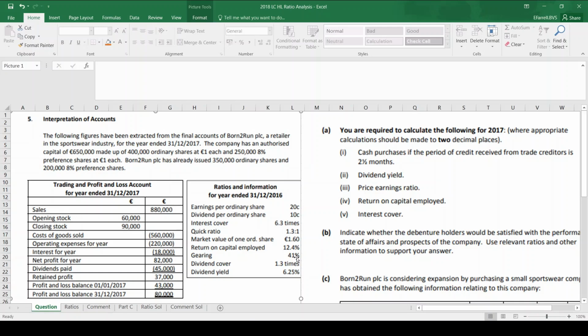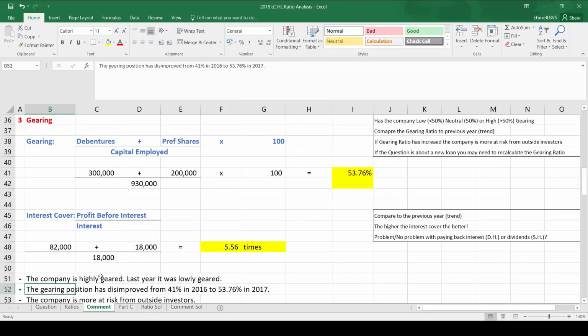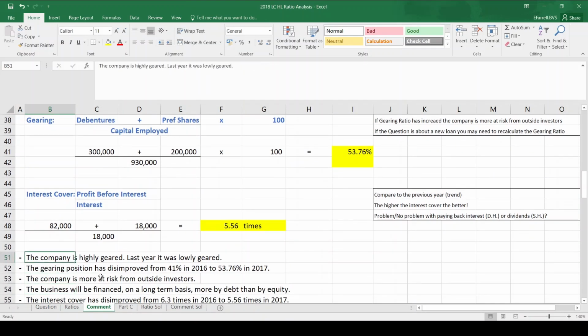So highly geared is obviously worse because more of the firm is owned by outside people, and there's more debt in the company. So the company is highly geared. Last year, it was lowly geared. The gearing position has disimproved because it's gone higher. It's gone from low to high. So it's disimproved from 41% last year to 53.76% this year.